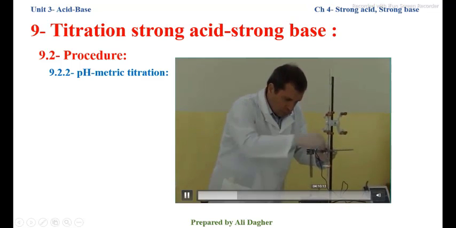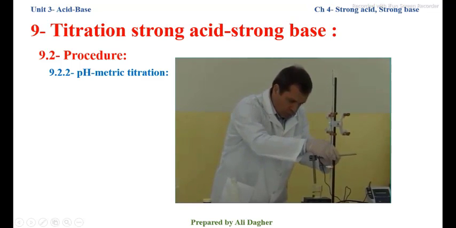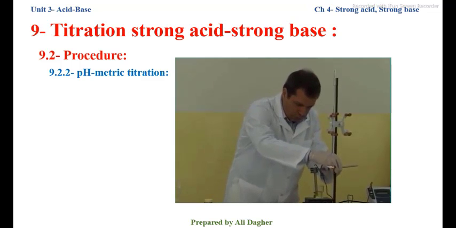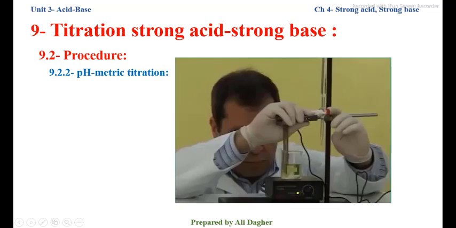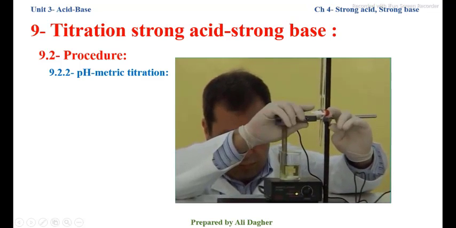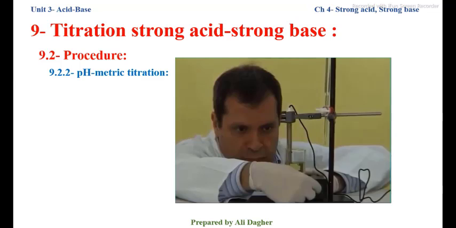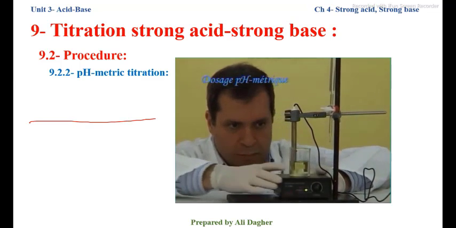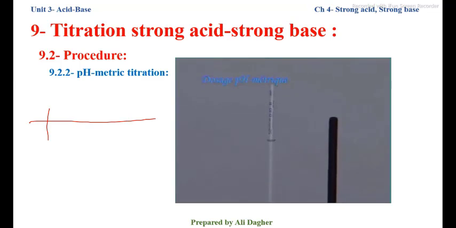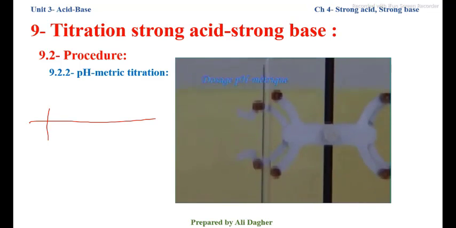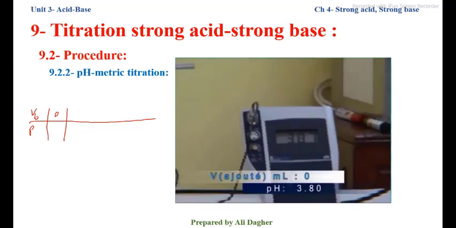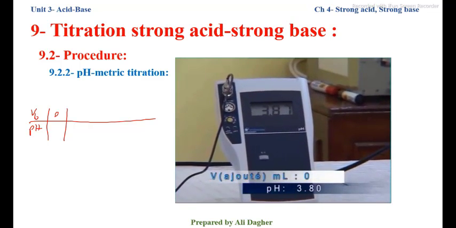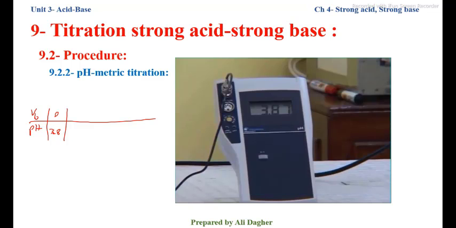This is the electrode of the pH meter. We dip it into the beaker in the solution. At this step, we prepare a table to note that when VB added is 0, the pH equals 3.8. We record the pH at each instant.